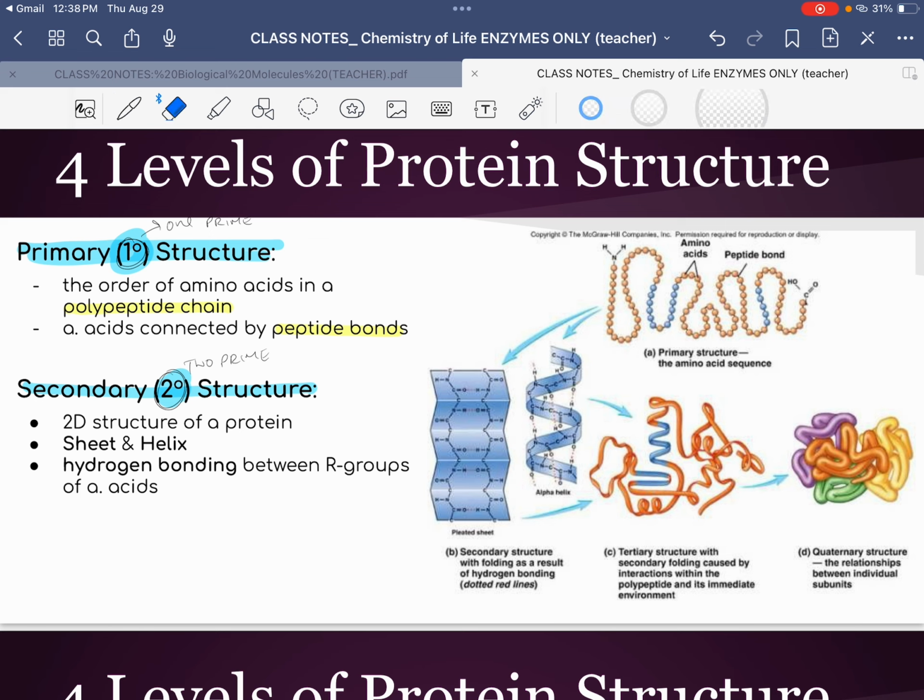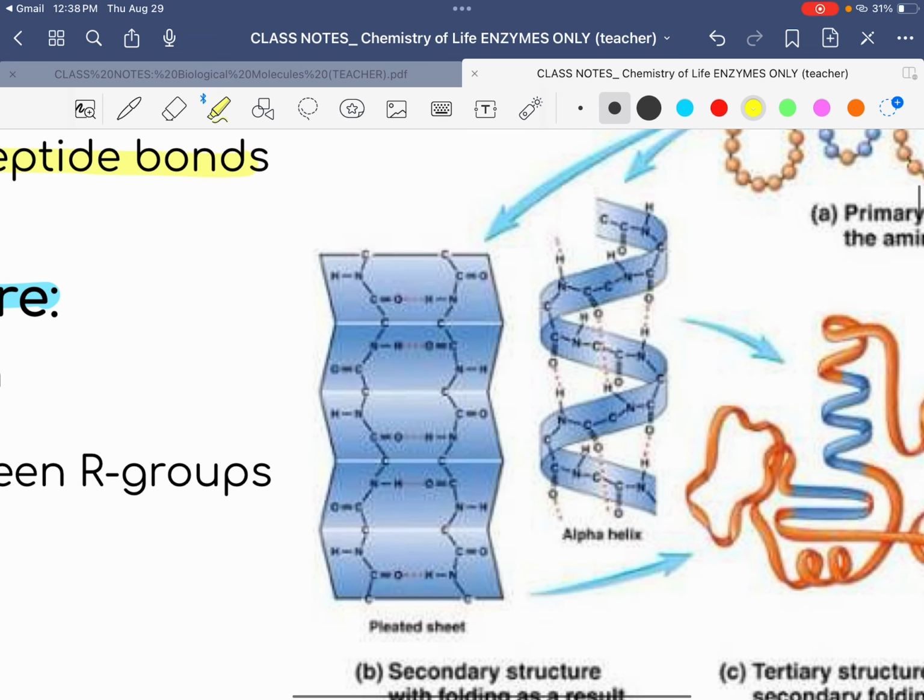The secondary structure is this here. Okay, and there's two types. There's beta sheet and alpha helix, or just sheet and helix. And what's holding these together is the hydrogen bonding between R groups and between the carboxyl and the amino groups. There can be hydrogen bonding. And so what you'll see if you look closely, here's the hydrogen bonds right here. Here's a hydrogen bond, hydrogen bond, hydrogen bond, hydrogen bond.